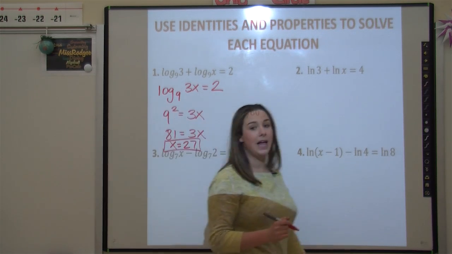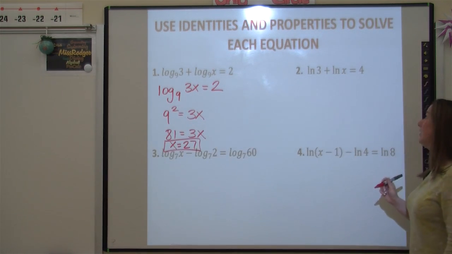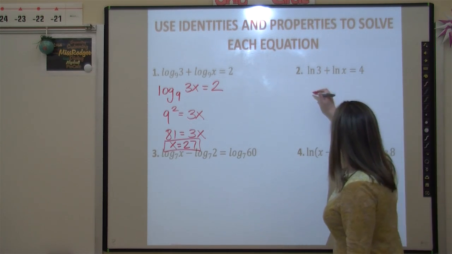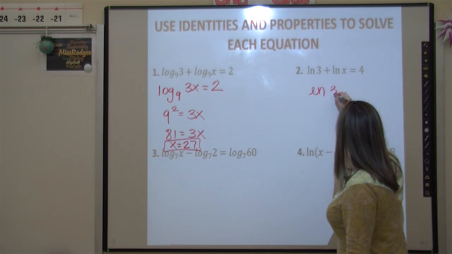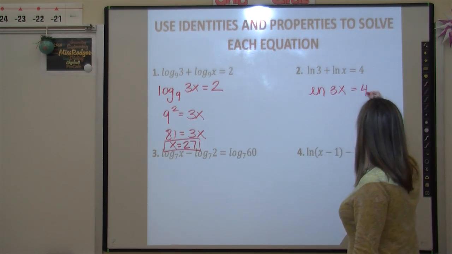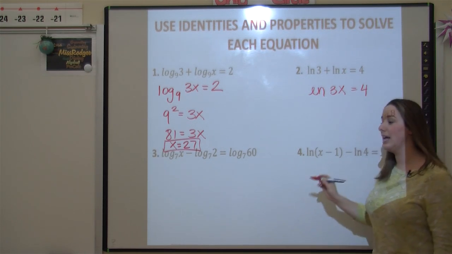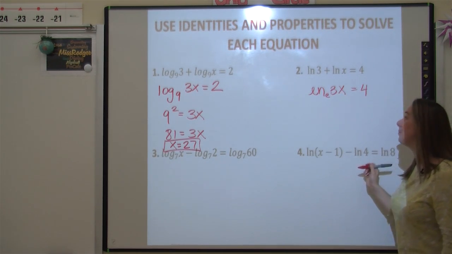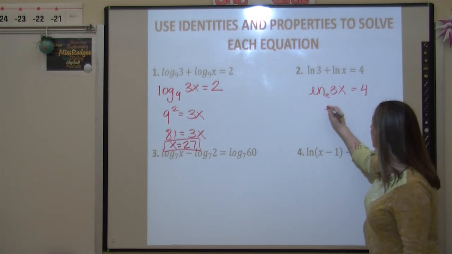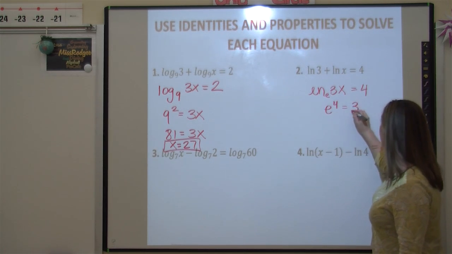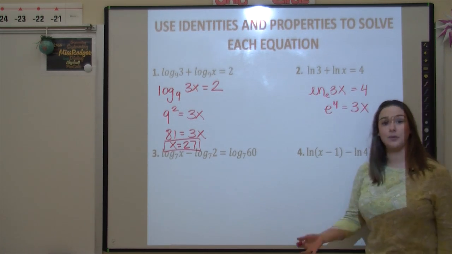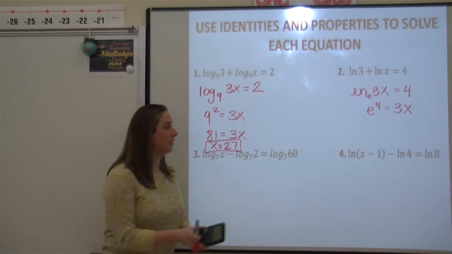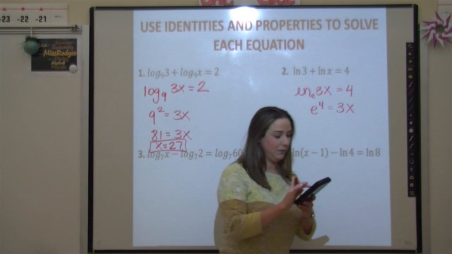So for number 2, ln of 3 plus ln of x equals 4, again, I'm going to use the product property. So ln of 3x equals 4, and when I see an ln, I should be thinking about my base e, which then allows me to say e to the 4th equals 3x. E to the 4th is just a value on my calculator, so we do want to get our calculators out, and we're going to actually figure this out.